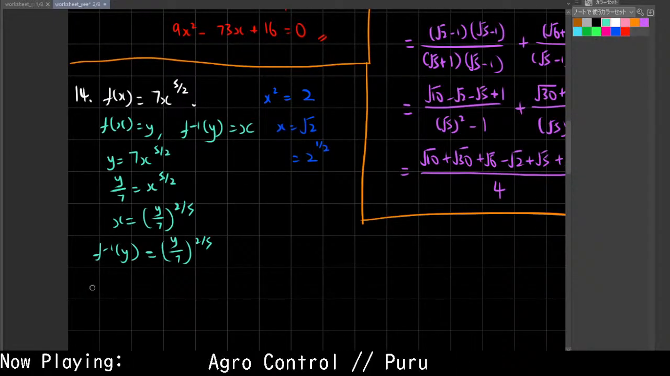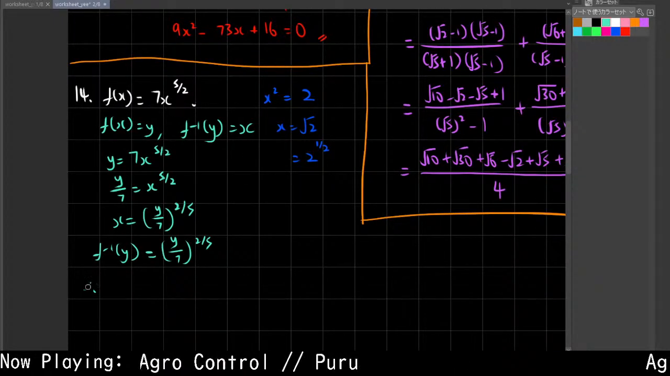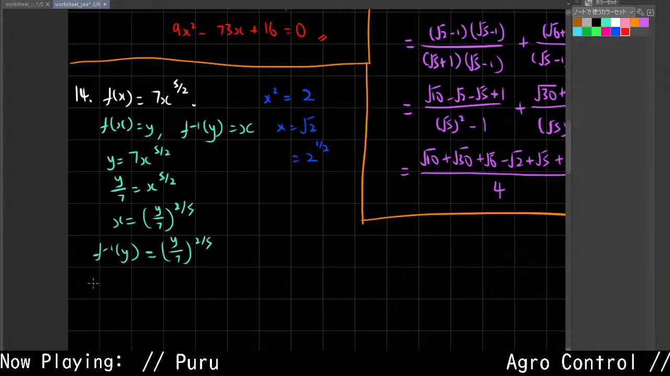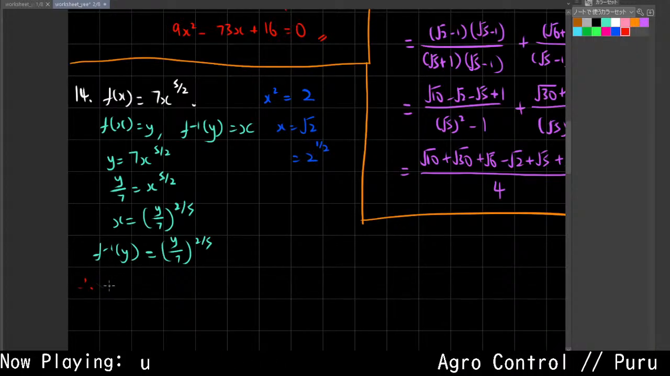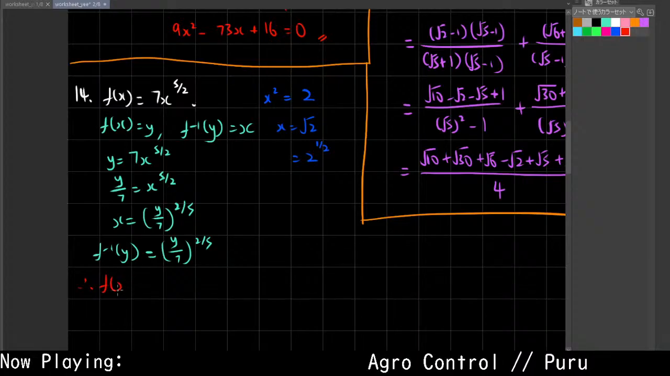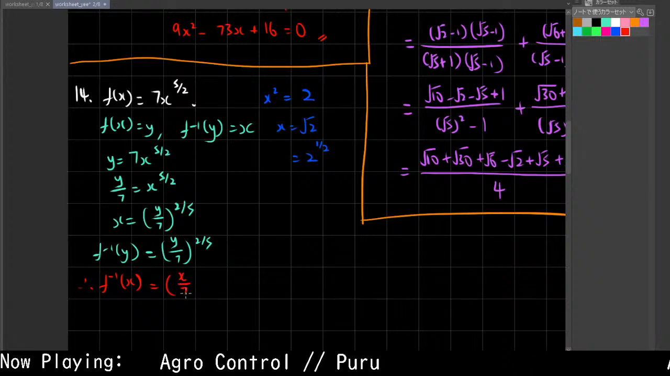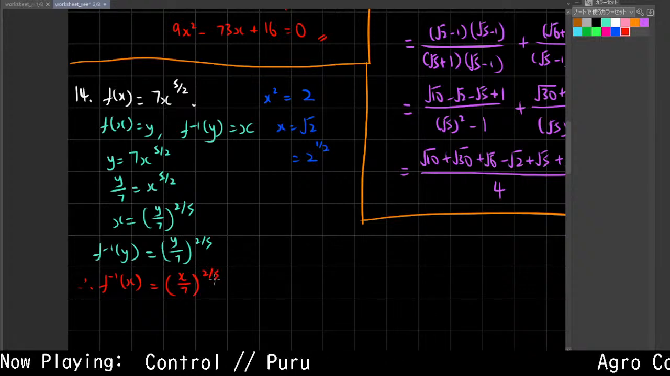Therefore, your f inverse of x should be equal to x over 7 to the power of 2 over 5. Okay?